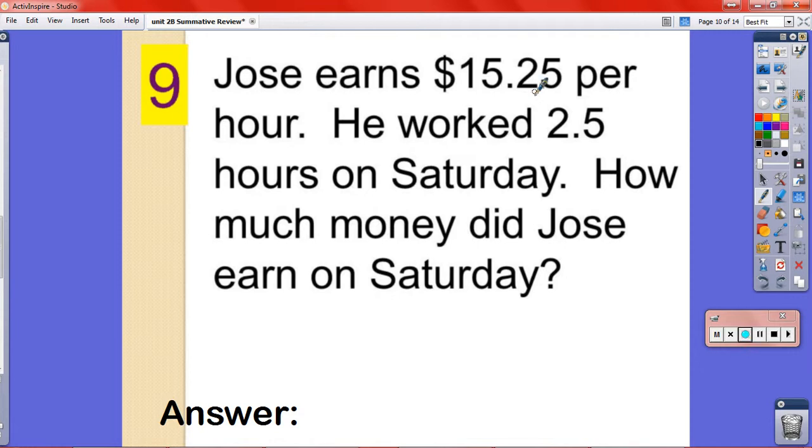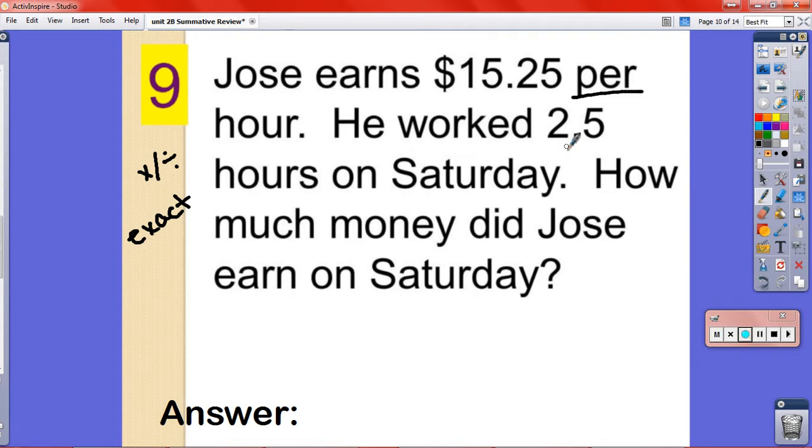Jose earns $15.25 per hour. Per is a multiplication division keyword. He worked 2.5 hours on Saturday. How much money did Jose earn on Saturday? So this is an exact answer because it's not saying about. It wants to know how much did he earn.